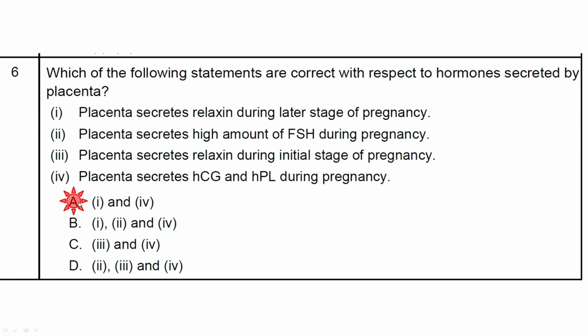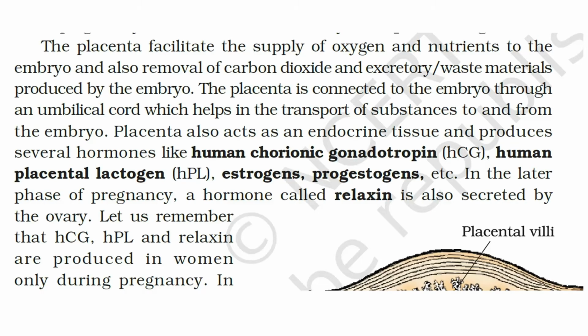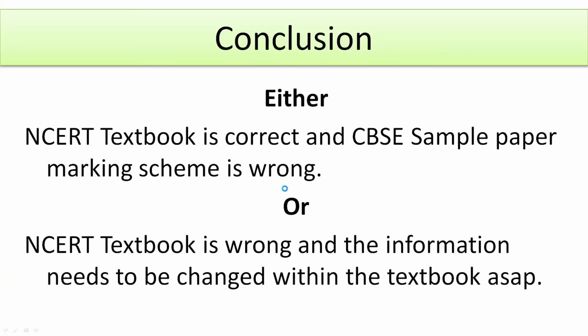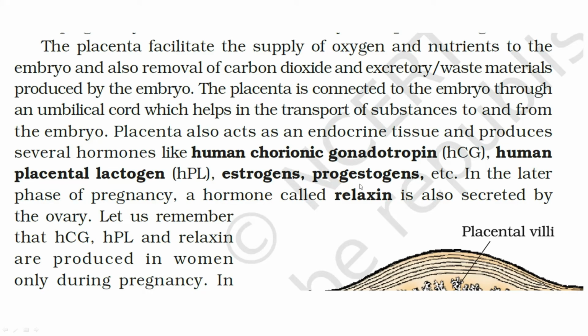So let us find out the supporting material from our NCERT textbook. Now, looking at this particular paragraph in our textbook, we can see this statement: placenta also acts as an endocrine tissue and produces several hormones like HCG, HPL, estrogens, progestogens, etc. So statement 4 is correct. Human chorionic gonadotrophin, human placental lactogen, both the names are there in this statement.